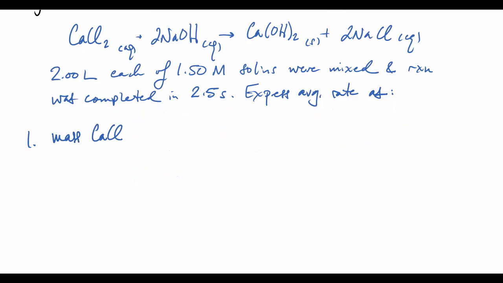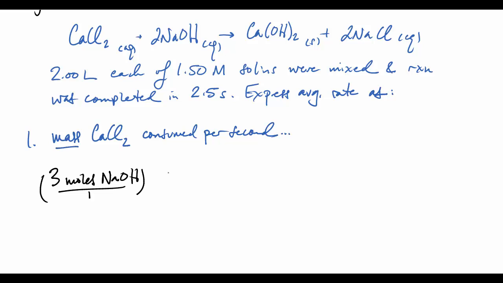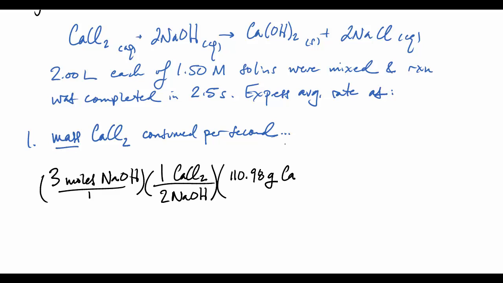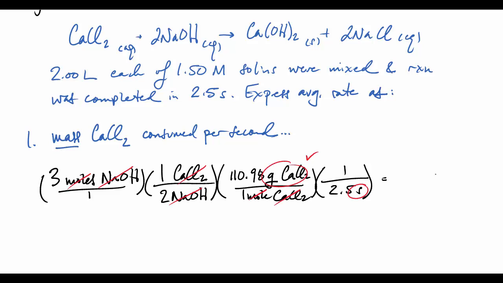Well, let's try to express it first as a mass of calcium chloride consumed per second. Well, a little unit analysis will get it to you. It's clearly 3 moles of sodium hydroxide that are formed. There's 2 moles of sodium hydroxide for every 1 mole of calcium chloride. Here I have the molar mass of calcium chloride. And finally, divide that by 2.5 seconds to make a rate. Check that all the units work out, and you get grams of calcium chloride per second. There's one kind of calculation.